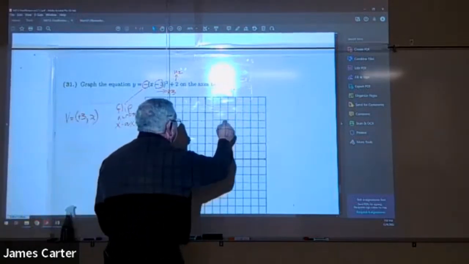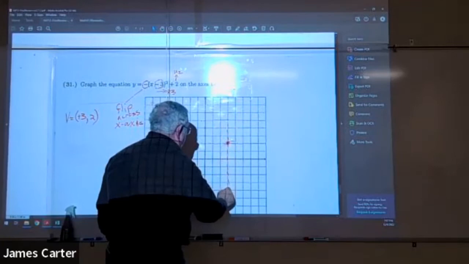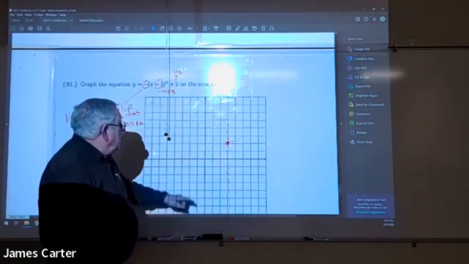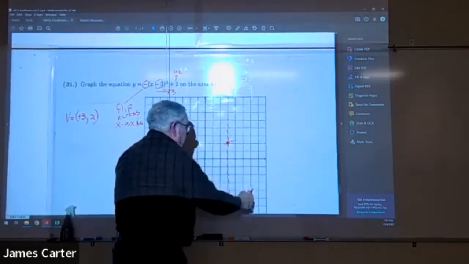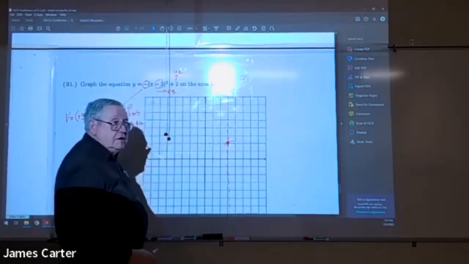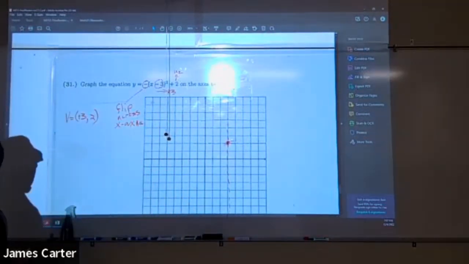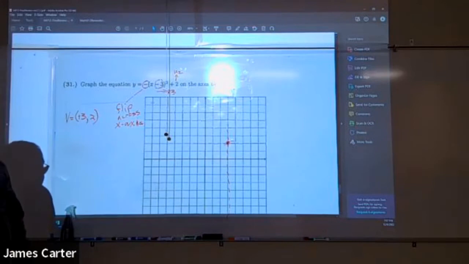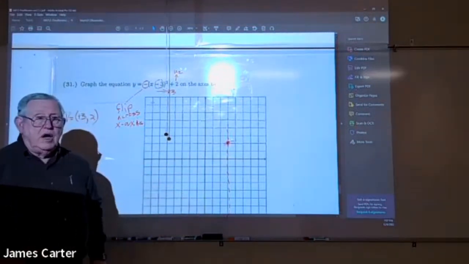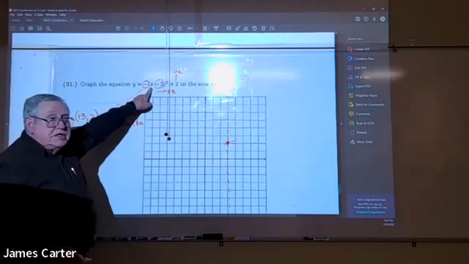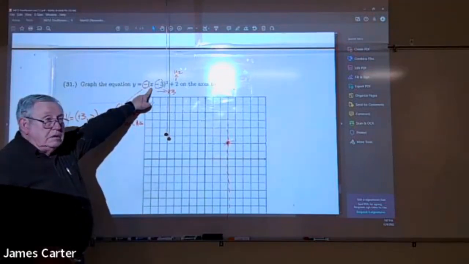We also know that this is the axis of symmetry. And it's got to match distances this way and that way everywhere. Okay? Now then, what other thing might be handy to have? The y-intercept. How do we get the y-intercept? Let x be 0. Okay?